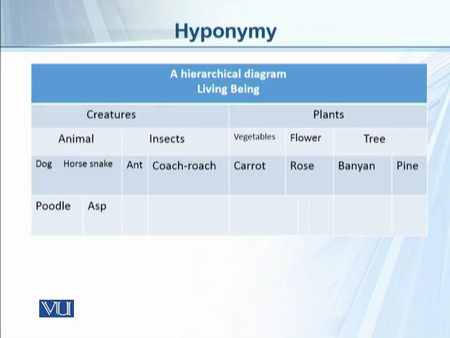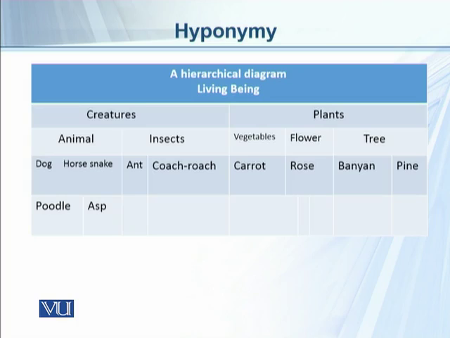Then under animal, we have dog, horse, and snake. Under dog, we have poodle. Poodle is a kind of dog. Dog is a kind of animal, and an animal is a kind of creature. Similarly, we have snake, and then we have asp. Asp is a kind of snake. Coming on to insect, we have an ant, which is a kind of insect, and cockroach, which is a kind of insect.